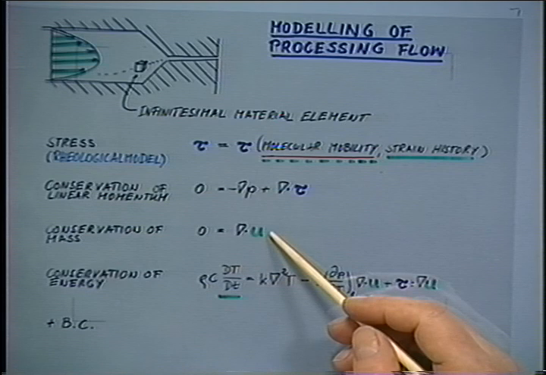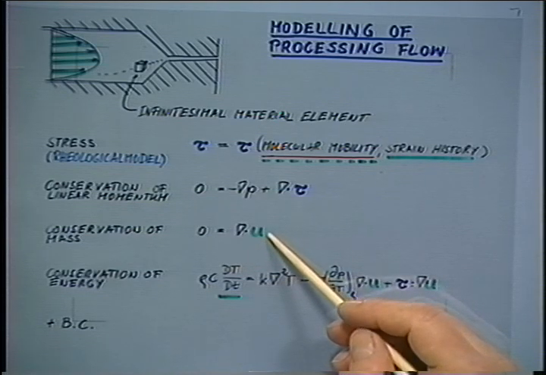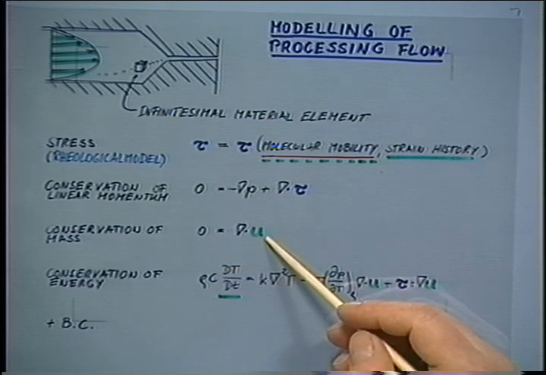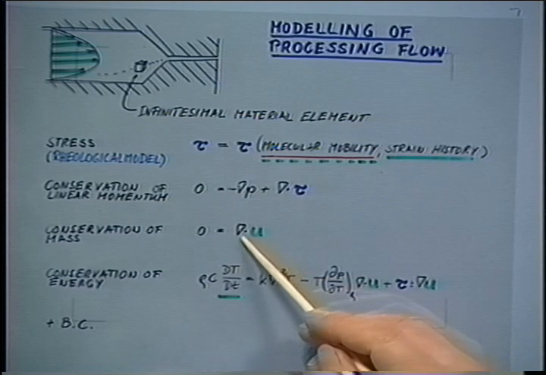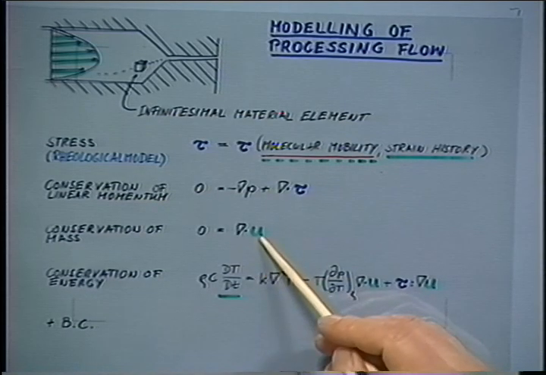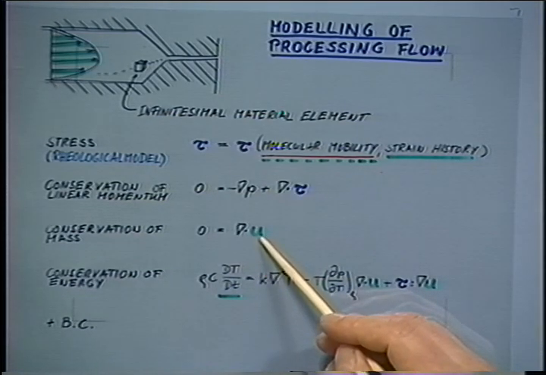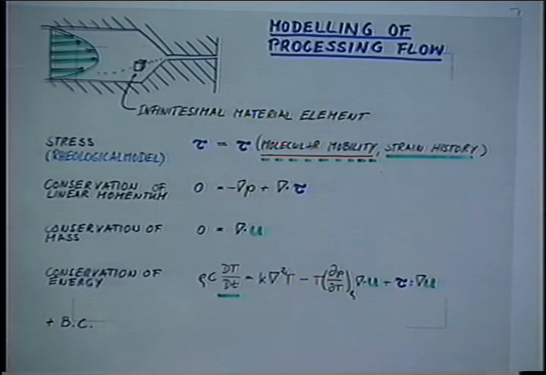In our case here with polymeric liquids, the density is constant in nearly all cases. If you don't go to very extreme situations of large temperature gradients or large pressure drops, then you can say that the divergence of the velocity is equal to 0. That's equivalent to saying that the density is constant.